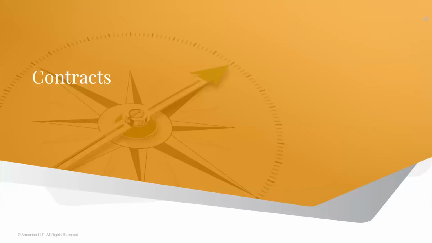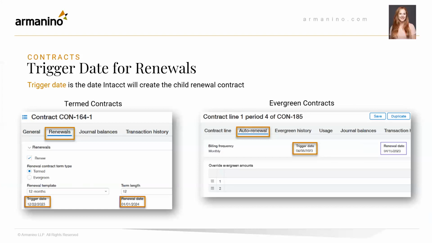Awesome. Thank you. In contracts, the first update we have is a trigger date for renewal. This trigger date will act a little bit differently depending on if it's a termed contract or an evergreen contract, those evergreen contracts being the auto renewals. If it's a termed contract and you have the trigger date set, it will create the child of the original contract, which is the renewal.